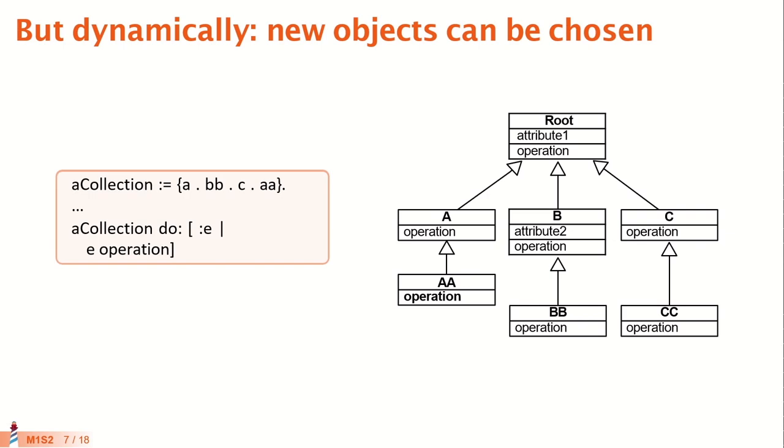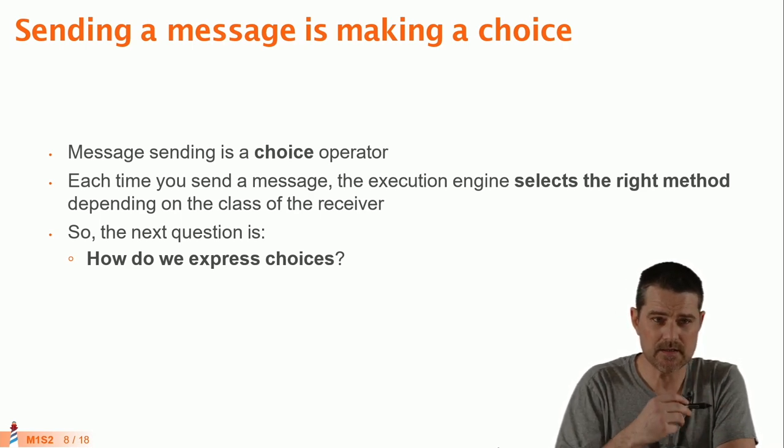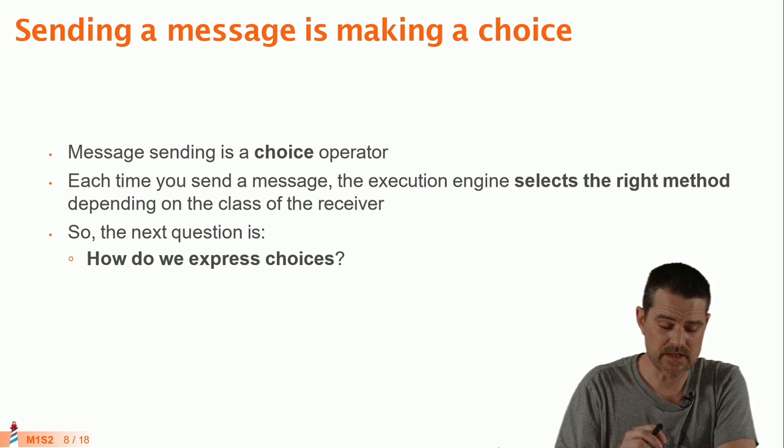And this solution is even better because we can introduce, for example, a new class in the hierarchy. Here we introduce the AA class, and we have a new instance in the collection. What happened is that I didn't change the client code. This is exactly the same code, and it will work perfectly. So this is an extensible solution. Sending a message is a choice operator. It means that each time you send a message, the execution engine, the virtual machine, selects the right method depending on the class of the receiver.